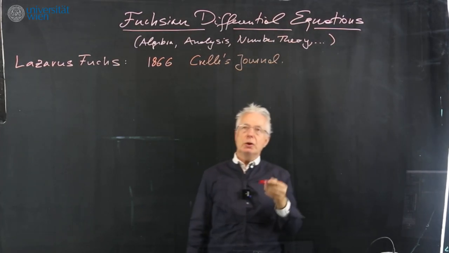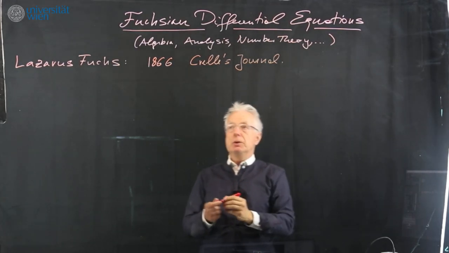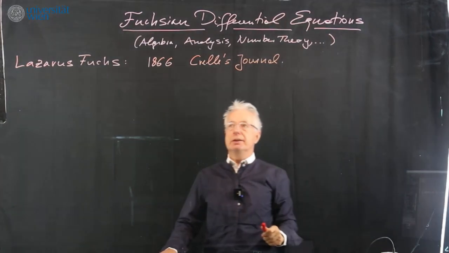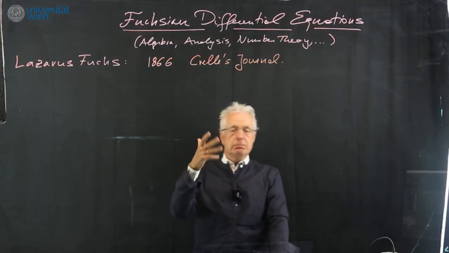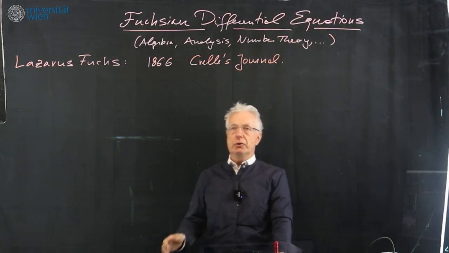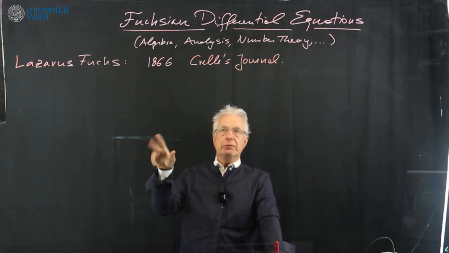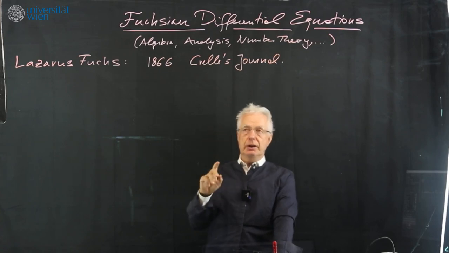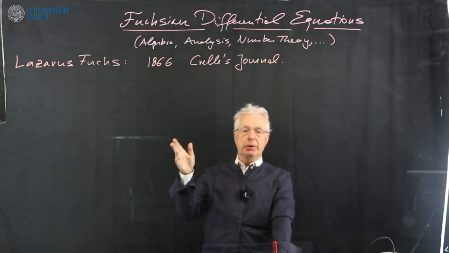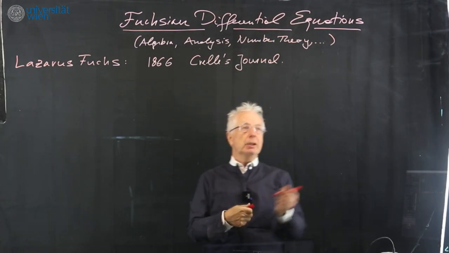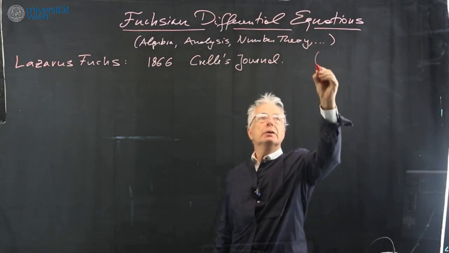And in a certain way, this journal between 1866 and 1886 collected most of the important works on this topic. So Fuchs had several papers in Crelle's journal. Frobenius, who came shortly afterwards, had several ones. Thomé, so maybe I should also write here Frobenius.